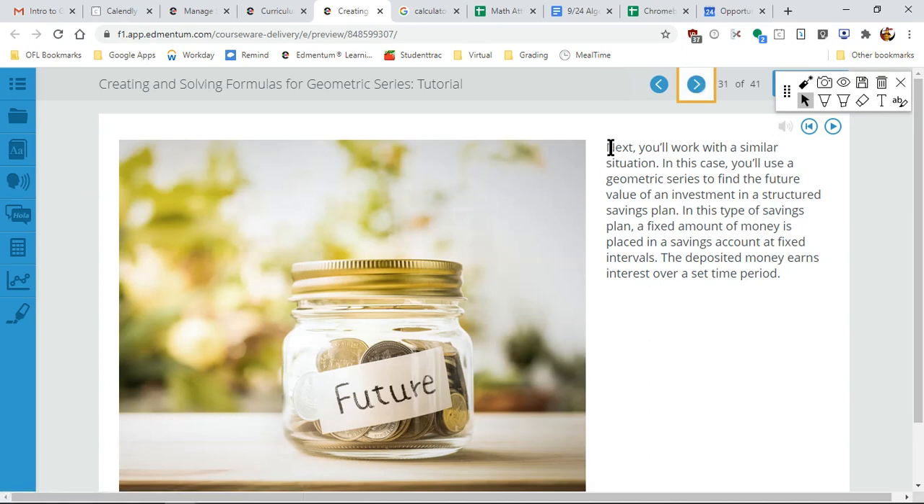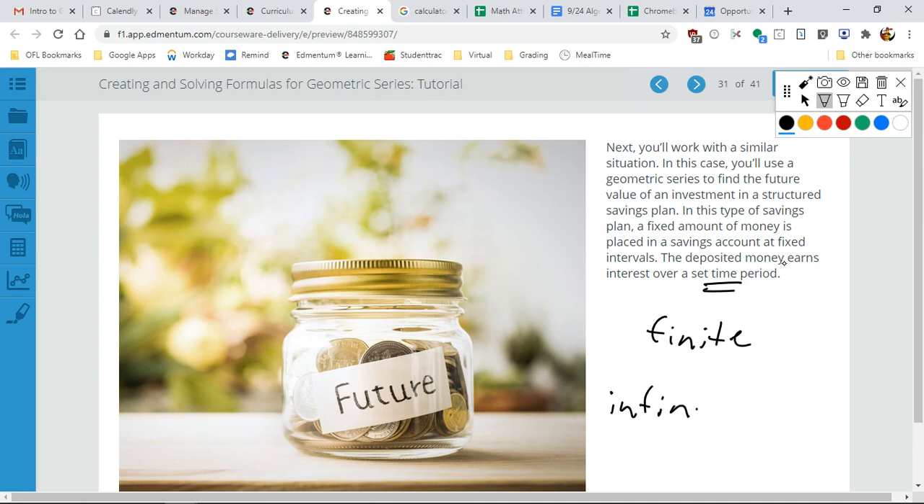All right. So next, we'll work out a similar situation. In this case, we're going to do a geometric series. So geometric series, again, we're going to multiply it over and over and over again and see what we get over a set amount of time. So if it's a set amount of time, this is what's known as finite. It's not infinite. It's finite.